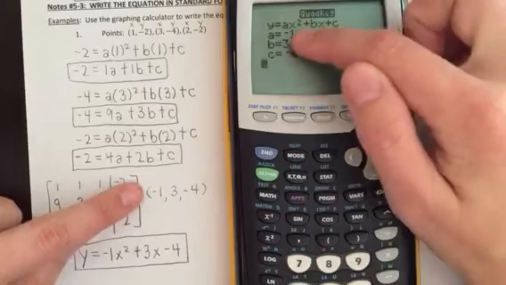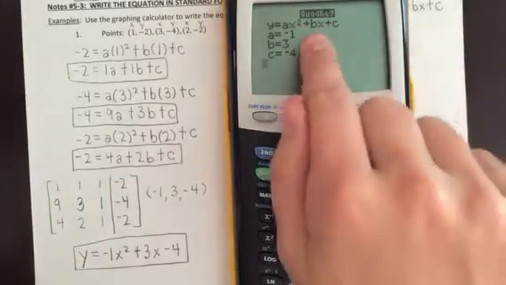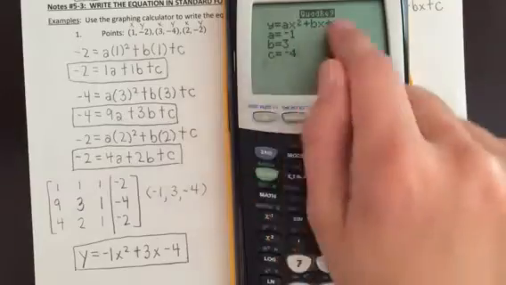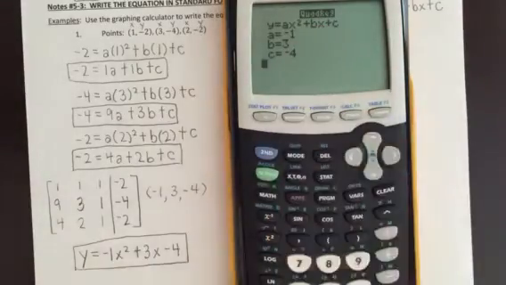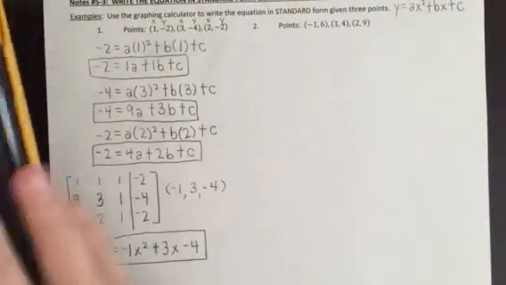So let's double check. -1, 3, and -4. Those are your A, B, and C. And it even is kind enough to give you the standard form. And then you know to just plug those in respectively for A, B, and C. So it looks just like ours. Isn't that neato?